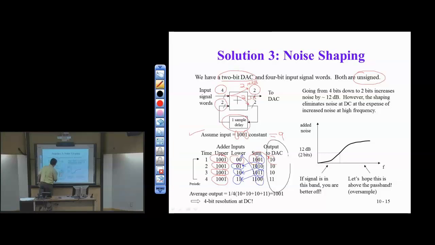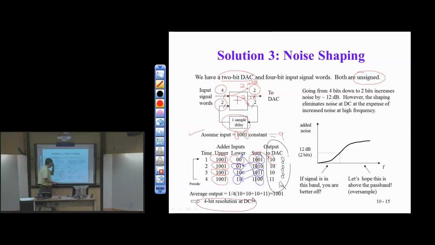So I get 8, 8, 8, and 12. Average value is 9. So even though we've reduced the number of bits from 4 bits to 2 bits, by using the feedback and filtering, this delay here actually acts in feedback as a filter, and we retain the average value correctly, even though we've gone from 4 bits to 2. And it turns out, which is great, that even though we have a 2-bit DAC, we actually have 4 bits of resolution at DC.